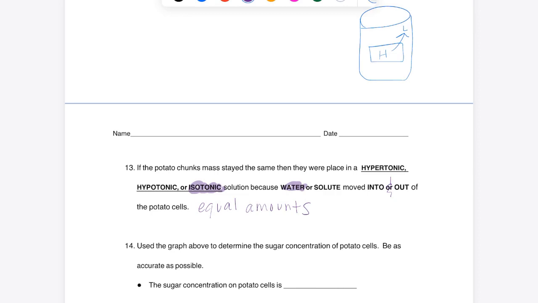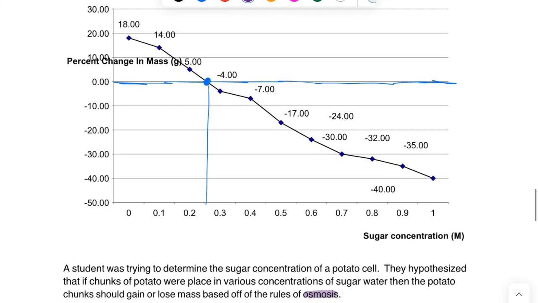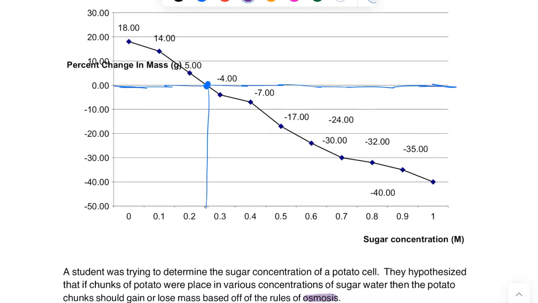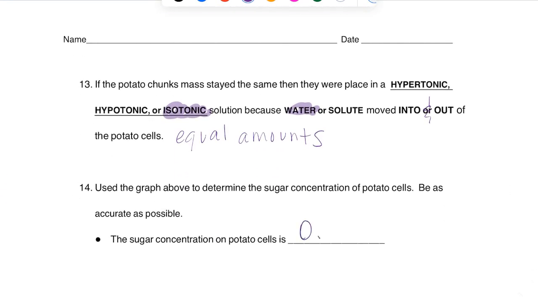So it says, use the graph above to determine where this is. If I go back to my picture here, I best estimated right in between 0.2 and 0.3. So my estimate is going to be at 0.25 M for my concentration of sugar.